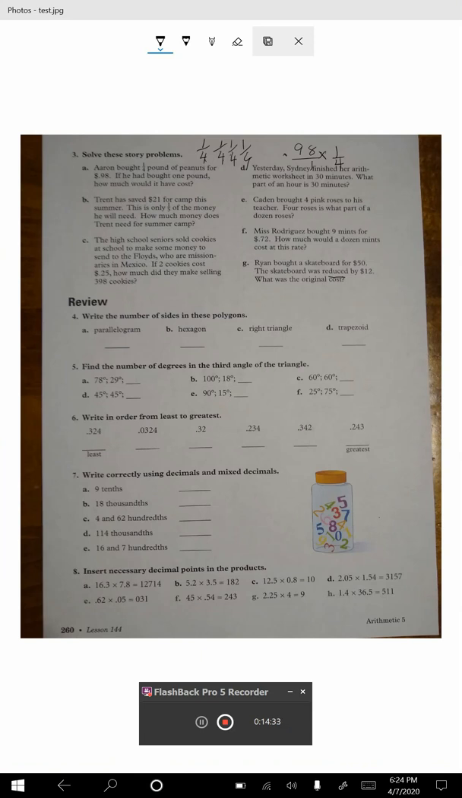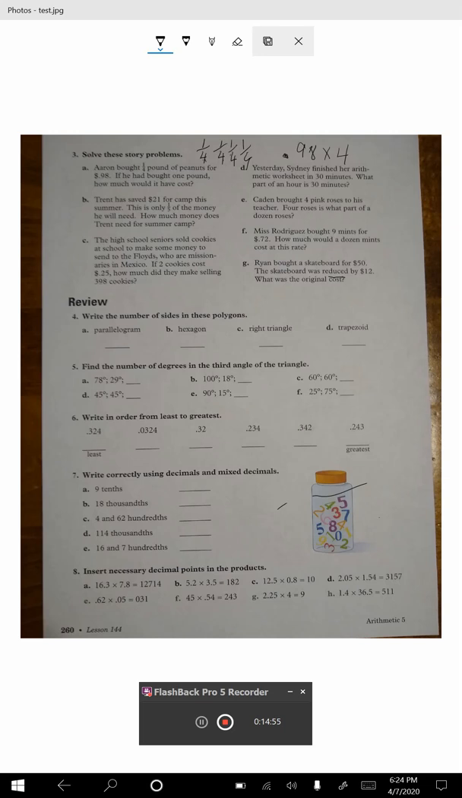Oh no, what am I doing? Ignore that. It's 0.98 times the 4, because there's 4 of these 1/4 pounds. That's what I meant. Sorry about that. 0.98 times 4. Put your decimal in there. Pause me and get yourself an answer.